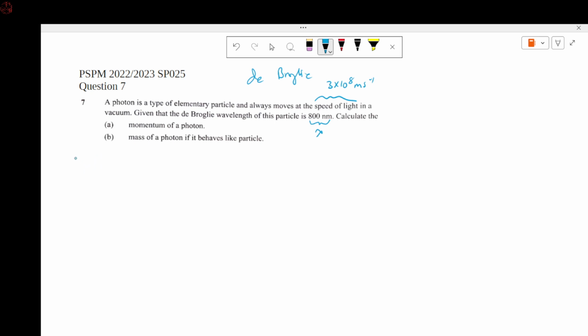So for the photon, the photon will have a momentum of h over lambda, specifically because lambda is the de Broglie wavelength, and h is the Planck's constant. I just want to label that there, Planck's constant. And now all we need to do is look for the momentum.